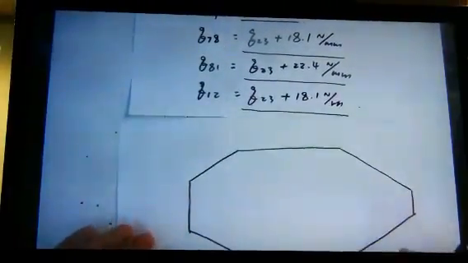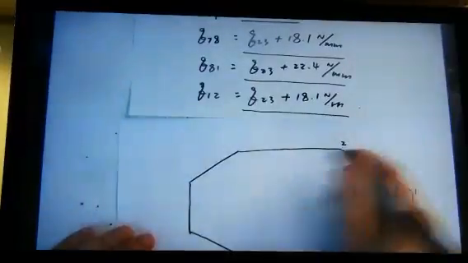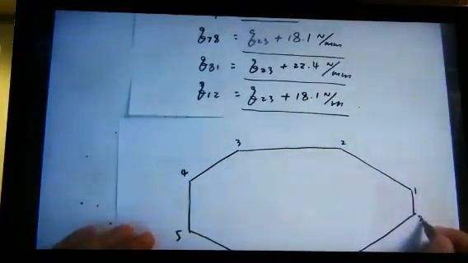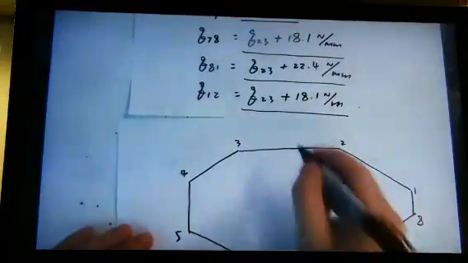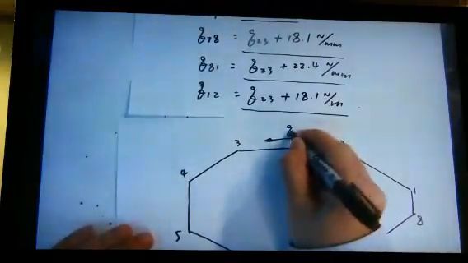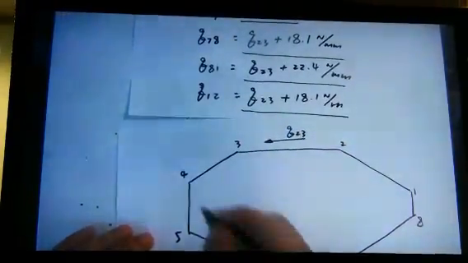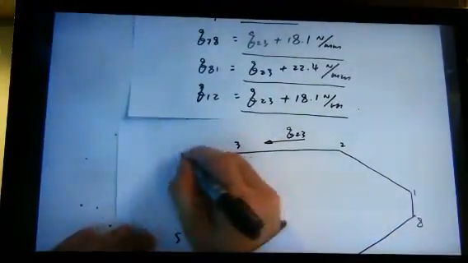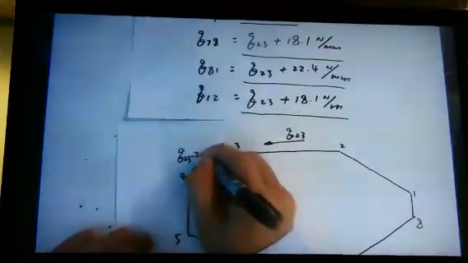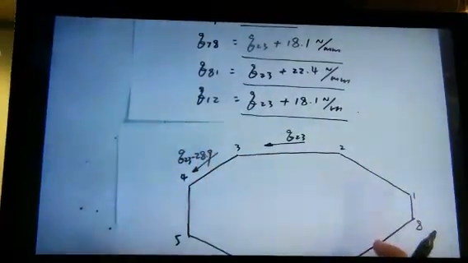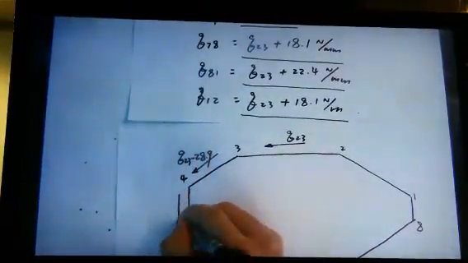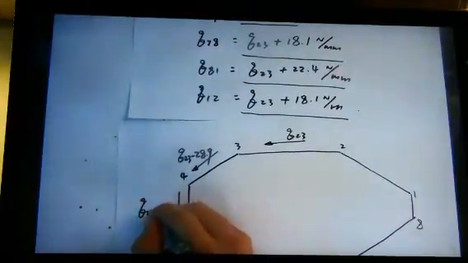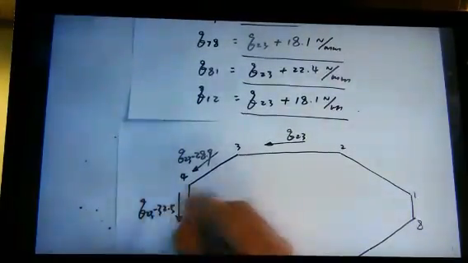This is structure, and 1, 2, 3, 4, 5, 6, 7, 8. From here to here, Q23. From here to here is 3, 4. 3, 4 is Q23 minus 28 something. From here to here, Q45 is Q23 minus 32.